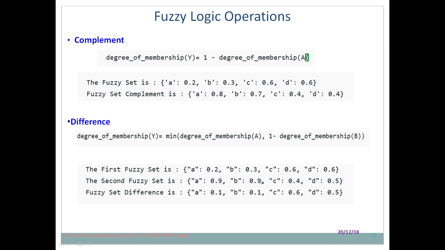The next one is 1 minus 0.9, what did you get? 0.1. So between 0.3 and 0.1, which one is minimum? 0.1 is minimum. That's why here 0.1 is there. Next element, 1 minus 0.4, what do you obtain? 0.6. So 0.6 and 0.6, so obviously the minimum is 0.6. That's why in the resultant set you got 0.6. The next one is 1 minus 0.5, you will obtain 0.5. And if you compare 0.6 with 0.5, which one is minimum? 0.5 is minimum. So this is how you got a resultant set after applying the difference operation over the fuzzy sets.